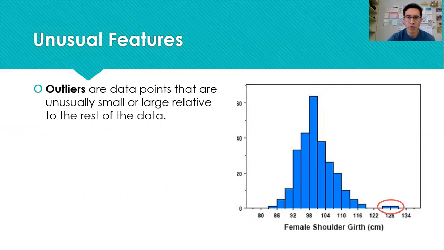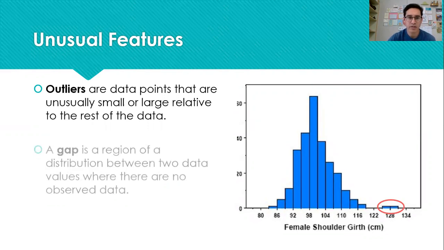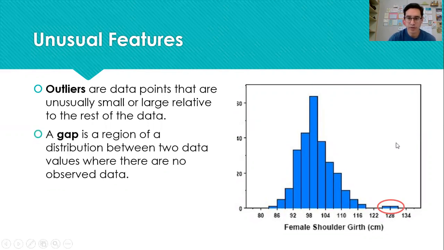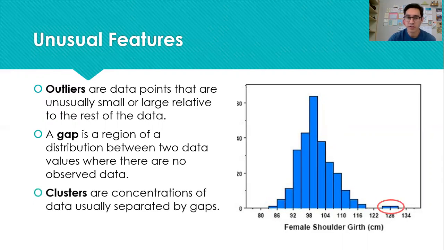Normally you can identify outliers because you will see some gaps. Notice that there's a small gap between this huge pile of data and these 2 bars or bins over here. So gaps are telltale signs of potential outliers or also clusters. Clusters are concentrations of data usually separated by gaps.